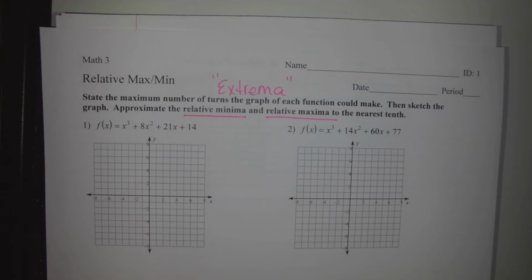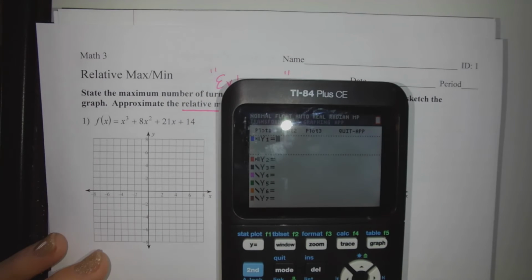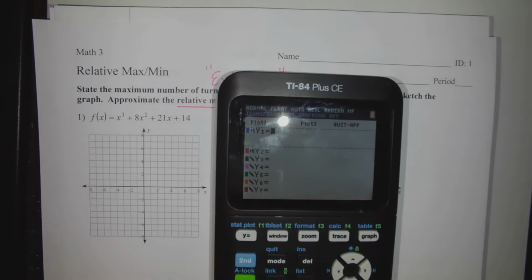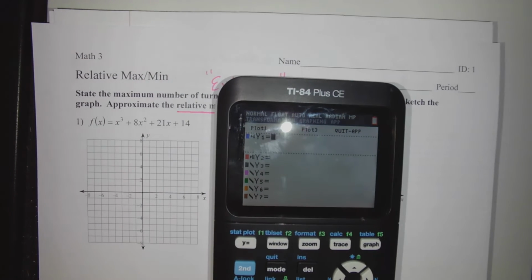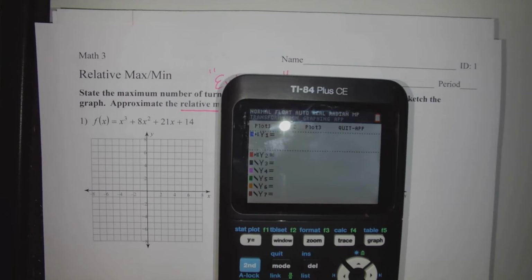Okay, look at number 1. Basically, we're graphing. Okay, you see the blank graph? We're going to graph. All right. I'll leave it there for now.